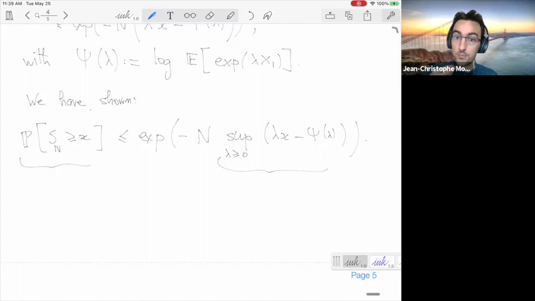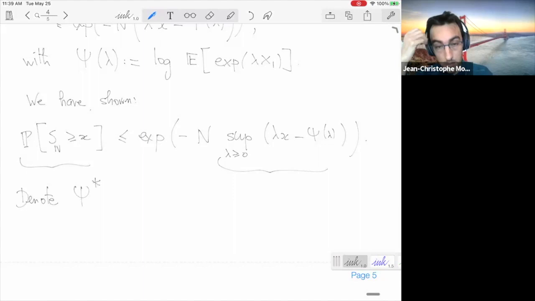And some more convex analysis is showing up. So let me denote, I'm going to use a notation for this supremum over lambda. When you give me a function psi, I'm going to write psi star for the function defined like this: the supremum over lambda, in fact here I take lambda in R, of lambda x minus psi of lambda.